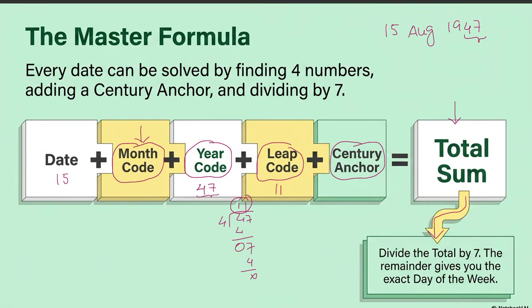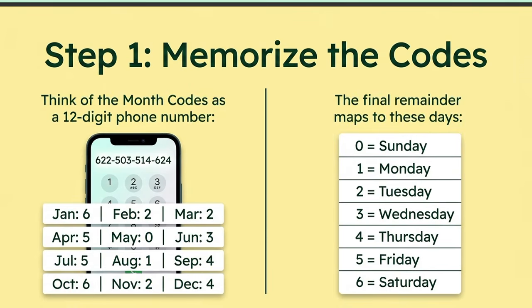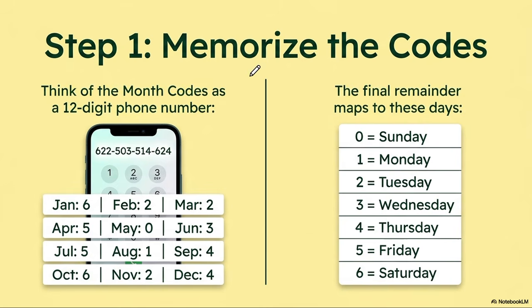Okay, so first look at the master code behind this. You have to memorize these codes just like a phone number: 622-503-514 and 624. The first digit, 6, is the code for January, 2 is the code for February, again 2 is the code for March, then for April 5, May 0, June 3 and so on. And these are the codes of the remainder. In the last step we are dividing that sum by 7.